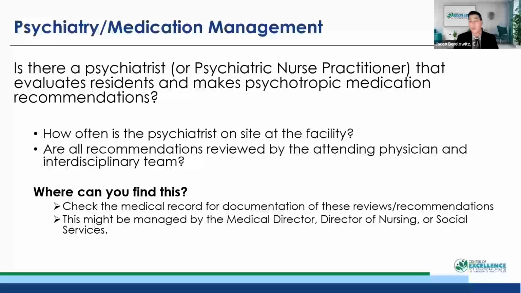And so ways that you can check this: you can check the medical record for documentation of these reviews taking place. And the service, the psychiatric service, might be managed by a few different people, right? It's different in every facility. It might be the medical director who's overseeing that, might be the director of nursing, director of social work, who's kind of liaising and managing that relationship with the psychiatrist, and might be able to give you the best information on how often they're coming and what process is being followed with their recommendations that they're making.